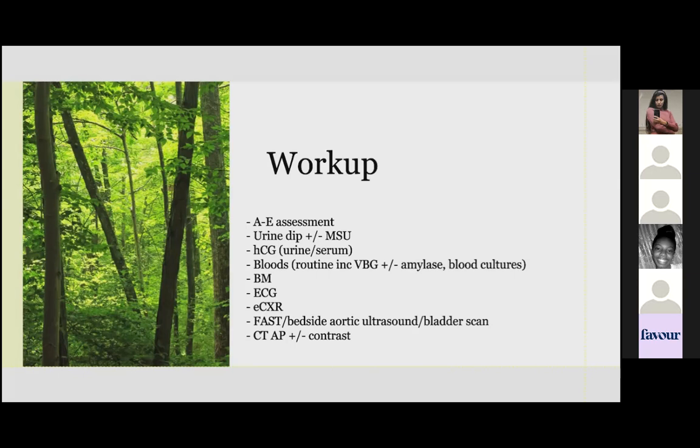Consider adding an amylase, or if your hospital does lipase, these tests are useful for pancreatitis. If the patient is possibly septic, then you should send blood cultures as well. In every patient, no matter what they come to hospital with, we should check a BM. And we should get an ECG for various reasons, some of which have already been mentioned, like acute MI being one of the causes of acute abdomen.